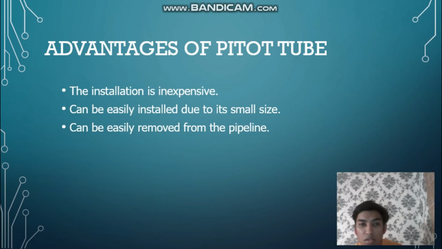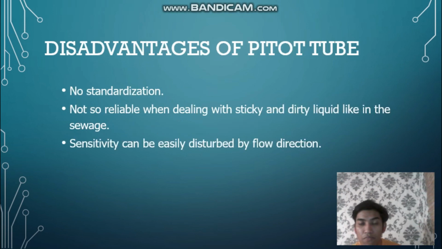Next, the advantages of the pitot tube. The installation is inexpensive, it can be easily installed due to its small size, and it can be easily removed from the pipeline. And lastly, the disadvantages of the pitot tube. No standardization, not so reliable when dealing with sticky and dirty liquid like in sewage, and sensitivity can be easily disturbed by flow direction.